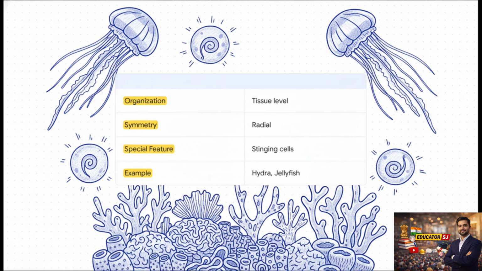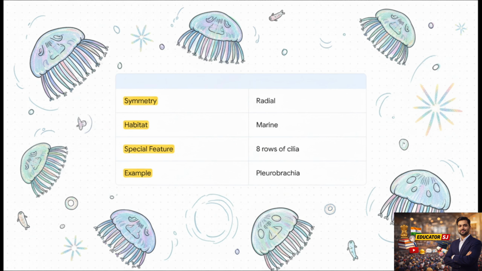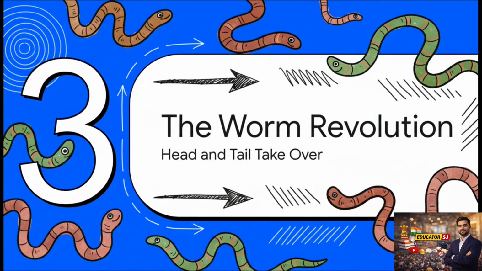Now, a close cousin to the Cnidaria are the Ctenophora, or the comb jellies. They also have radial symmetry, but instead of stinging cells, they get around using these 8 beautiful, shimmering rows of cilia that beat like tiny oars. And if that wasn't cool enough, many of them are bioluminescent, putting on these amazing light shows in the dark ocean depth. Okay, brace yourselves, because we are at a major turning point in animal evolution.